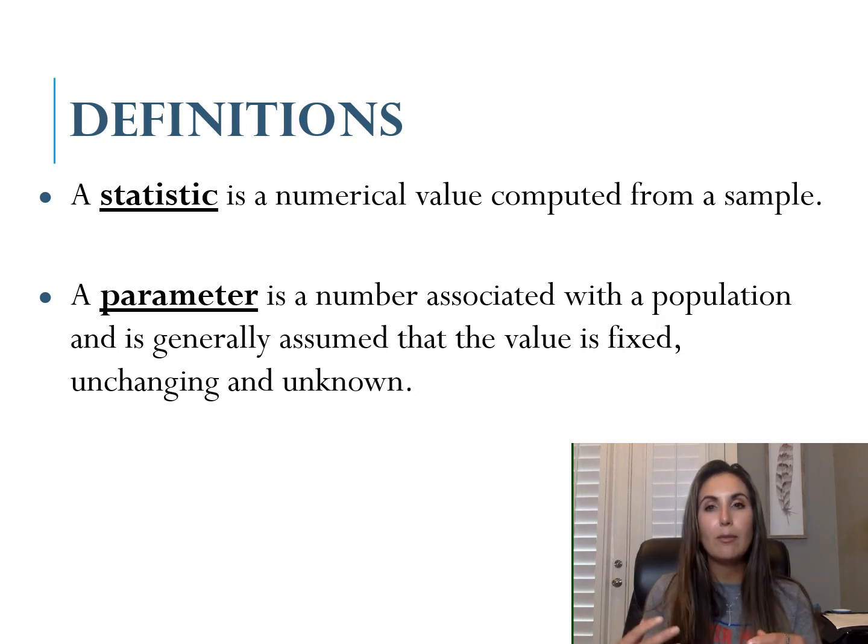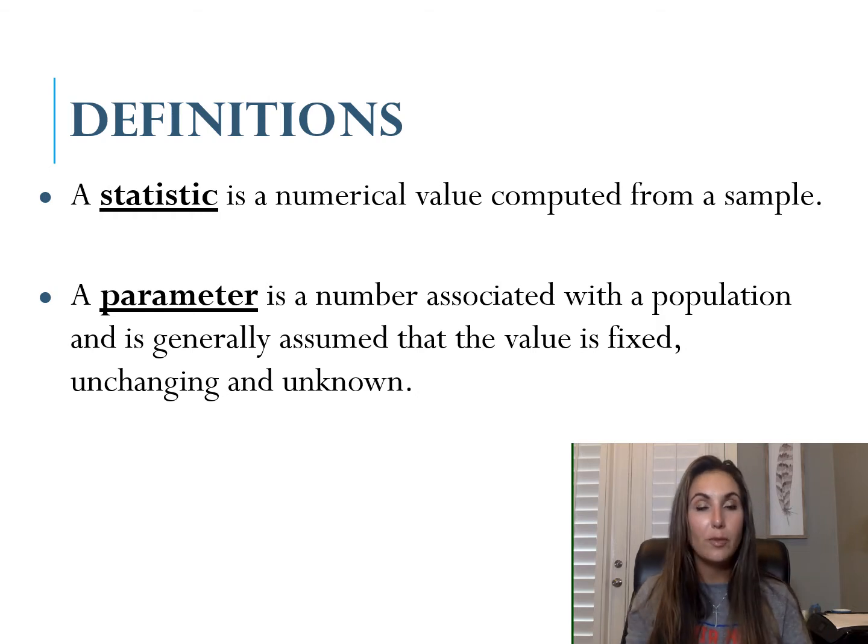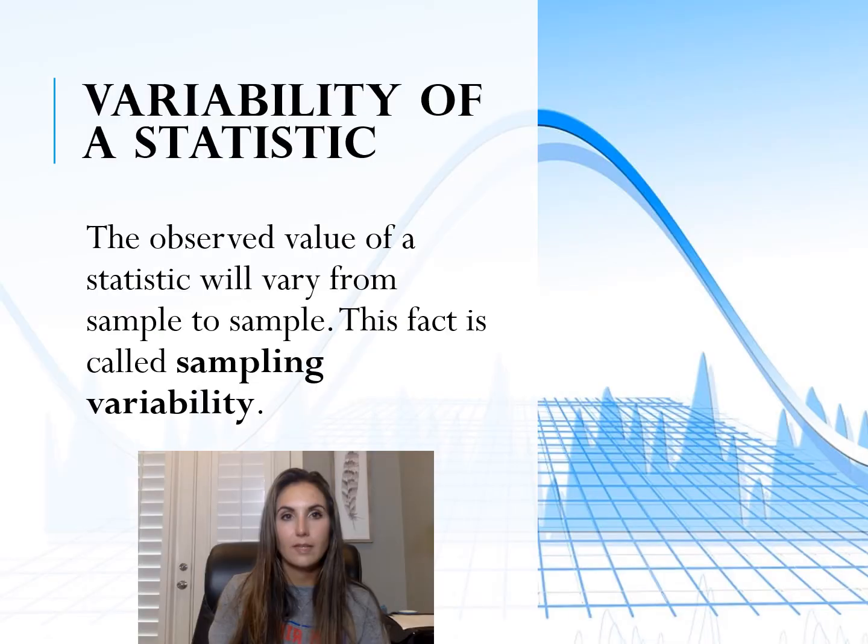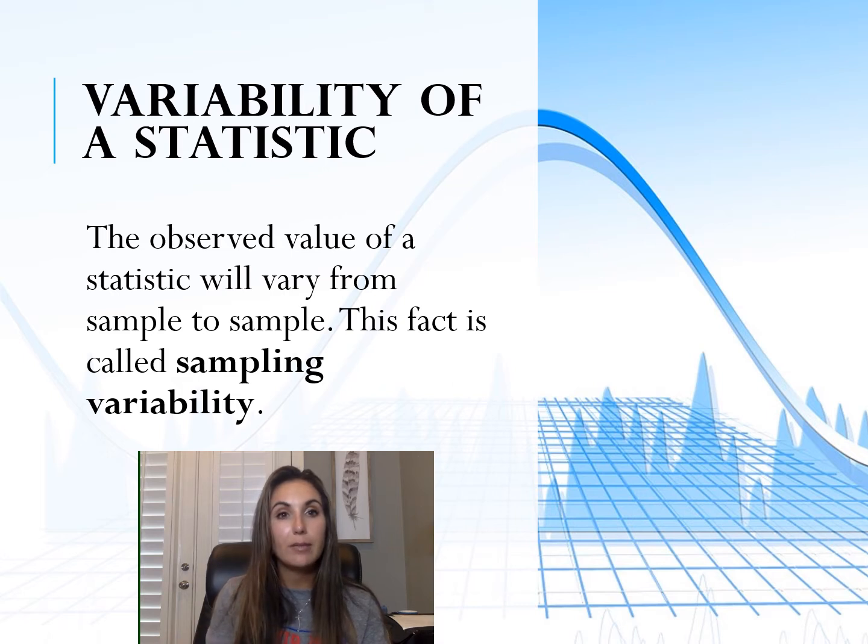And again, the parameter is sometimes unknown because sometimes the population is so big that we don't know the actual mean and standard deviation. So the observed value of a statistic will vary from sample to sample. This fact is called sampling variability. So if you think about it, it makes a lot of sense. If you are taking a bunch of samples from a population, you're not going to get the same results.